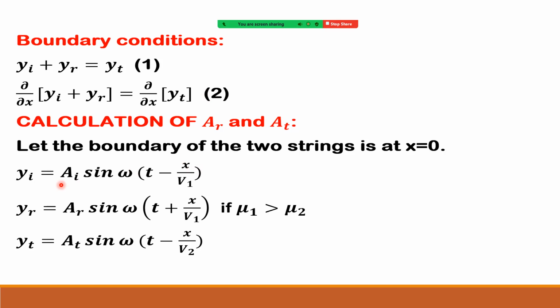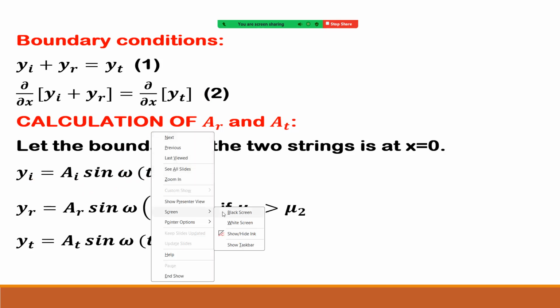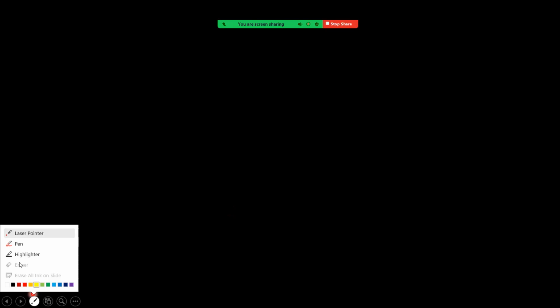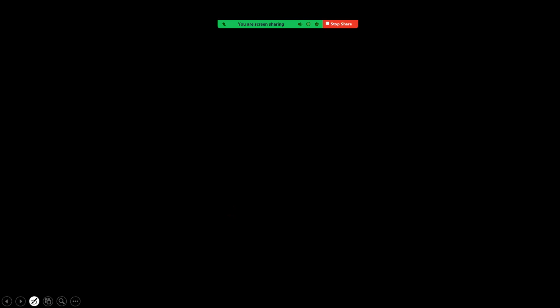Now see, we have written y incident, so I have taken omega outside. Let us see once what we are doing. First consider, what I am doing here is, let us take that boundary as x equal to 0.